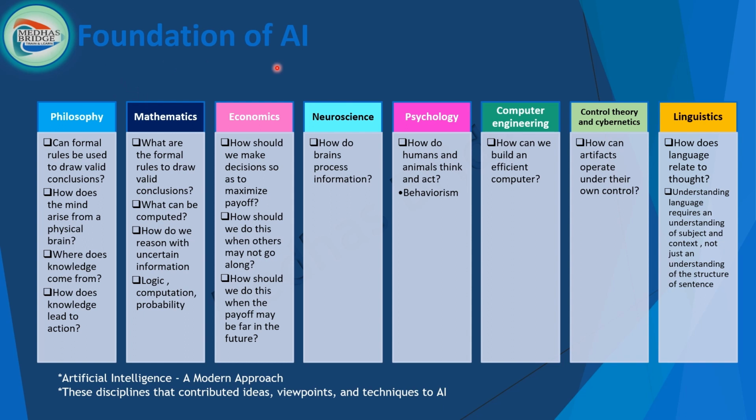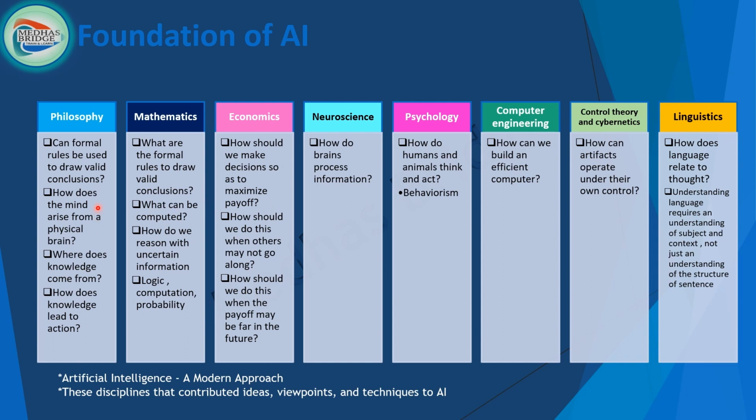Foundation of AI. Artificial intelligence is a modern approach in which we need to understand multiple disciplines like philosophy, mathematics, economics, neuroscience, psychology, computer engineering, control theory and cybernetics, and linguistics.